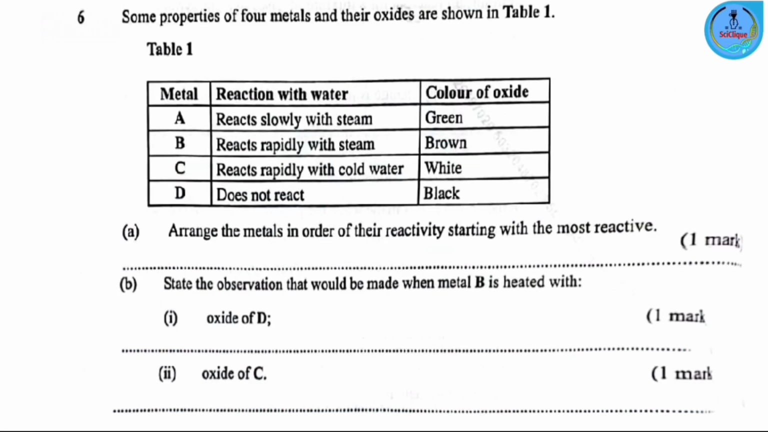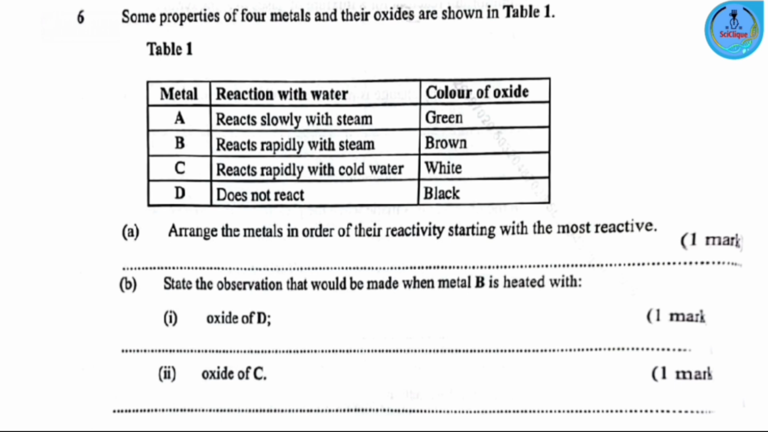Moving on to question number 6. Some properties of 4 metals and their oxides are shown in table 1. Okay, let's look at table 1. We have 4 metals labeled A, B, C, and D, their reactions with water and the color of their oxides. Metal A reacts slowly with steam, metal B reacts rapidly with steam, C reacts rapidly with cold water, and D does not react with either steam or cold water. Part A. Arrange the metals in order of their reactivity, starting with the most reactive.